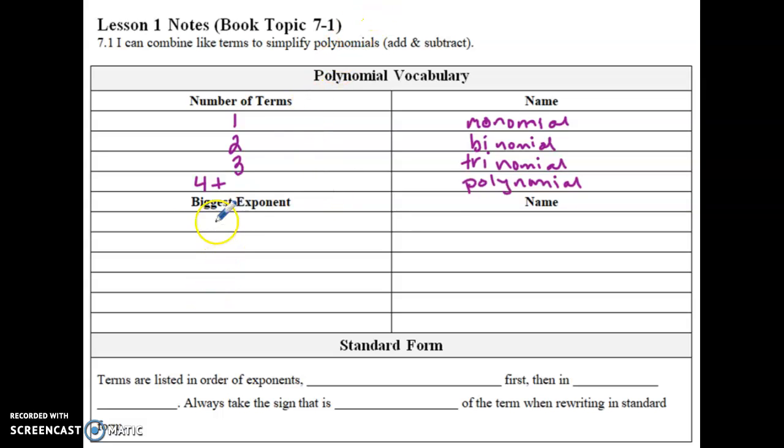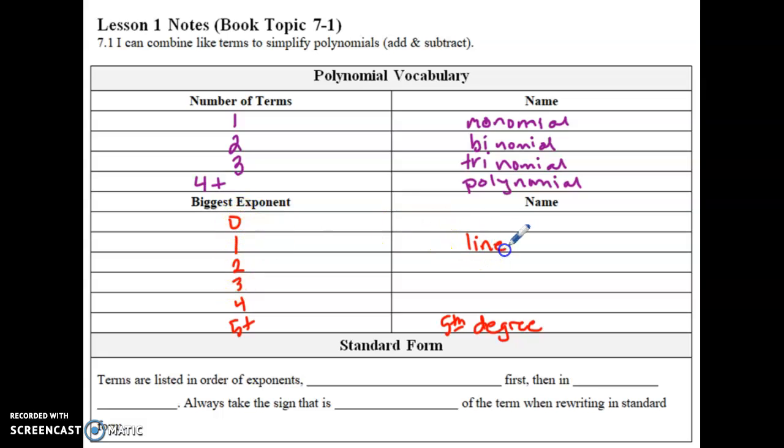We can also use the biggest exponent on the variables. So we are going to learn special names for everything up to 4, and anything 5 or higher, we call, for example, the 5th degree polynomial.